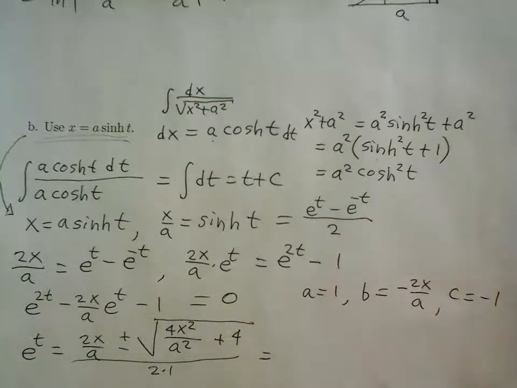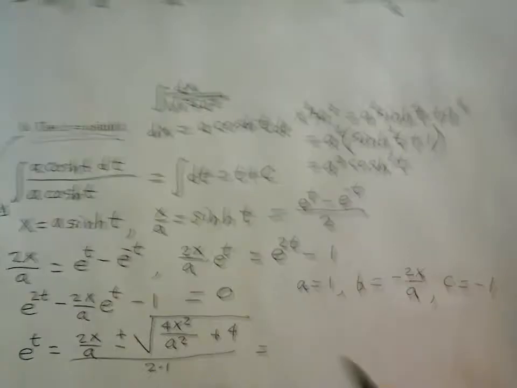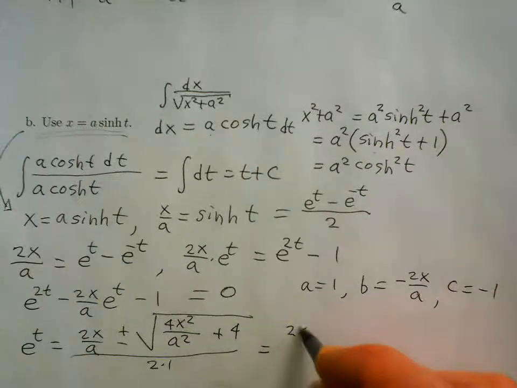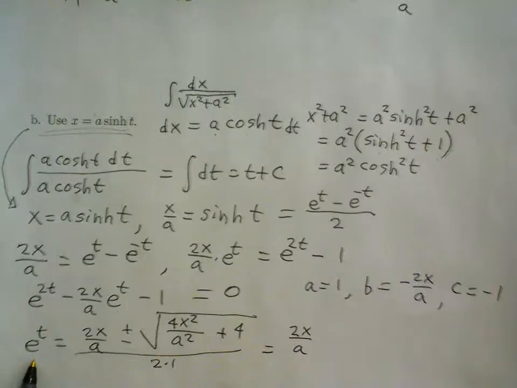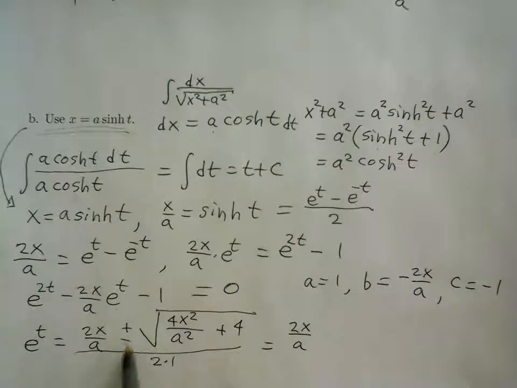Okay, now we'll just do a little bit of algebra and arithmetic. So 2x over a. Remember, e to the t is never negative. The solution that we would get by subtracting would make it negative. So we can ignore the solution that we get by subtracting and just add.